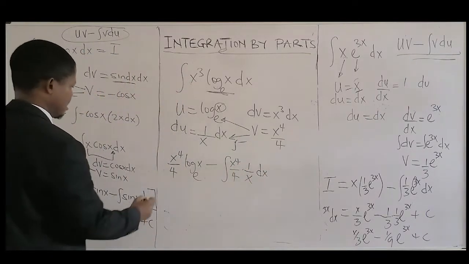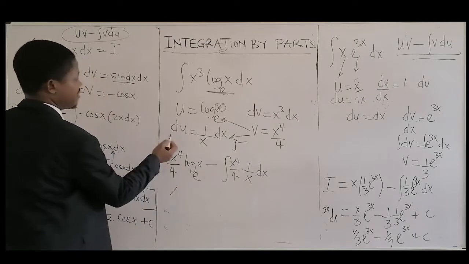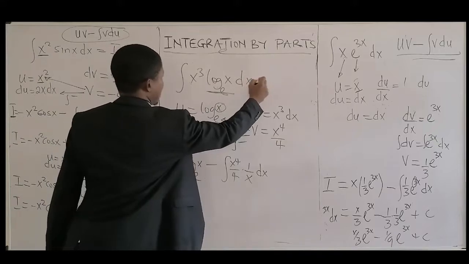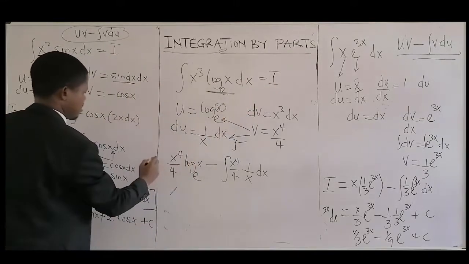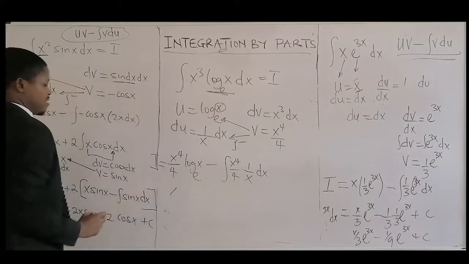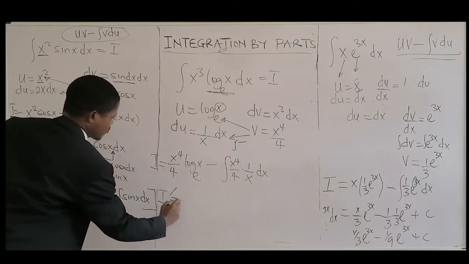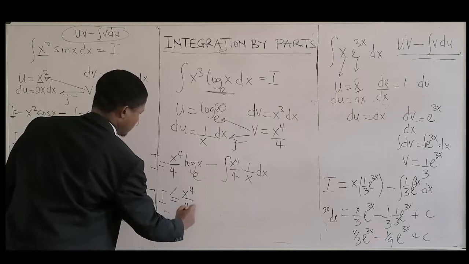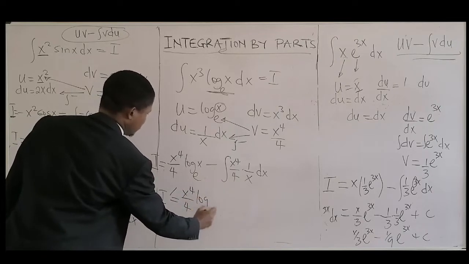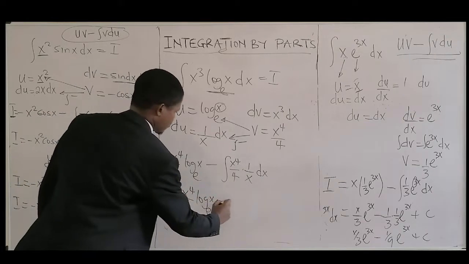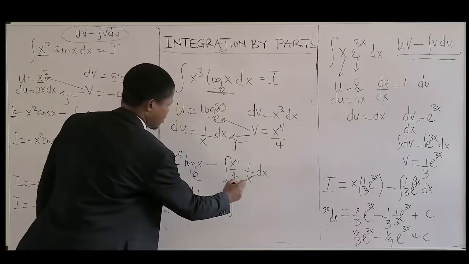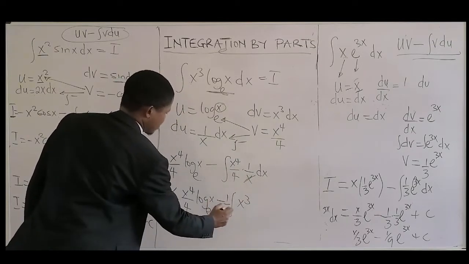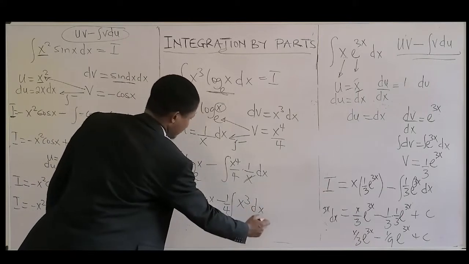Okay, so we're going to have now x^4. I didn't even indicate, just started. Let me call this question I. So I is equal to x^4 over 4 log to base e, then minus the integral of this one; x^3 will remain here, and 1 over 4 can be outside the integration, then dx.